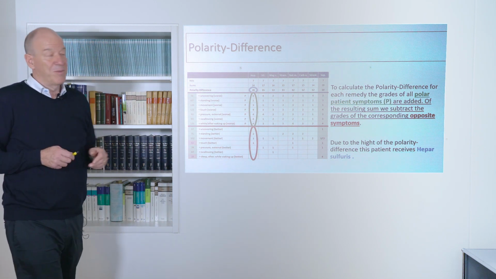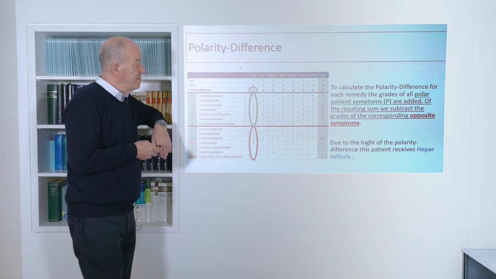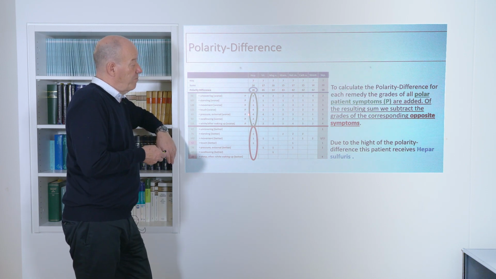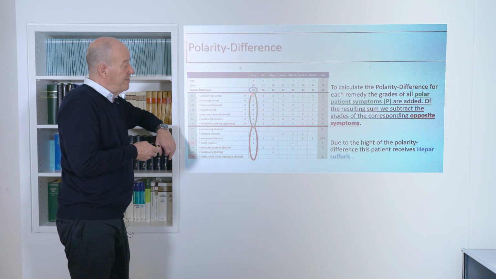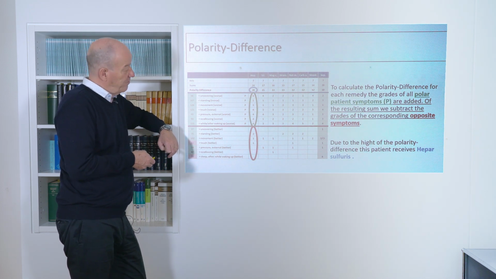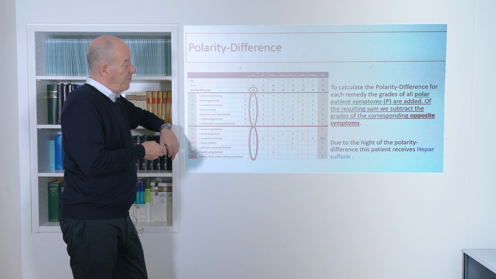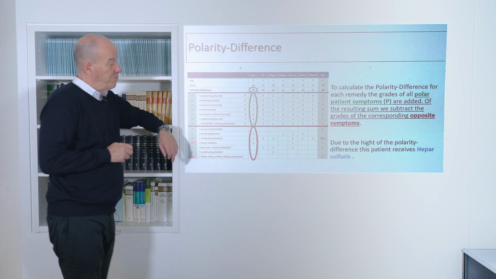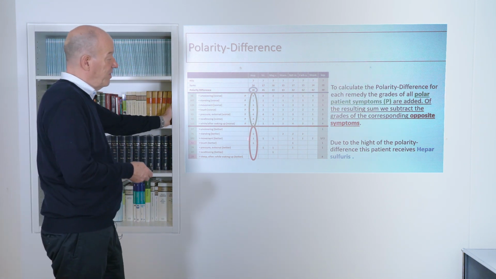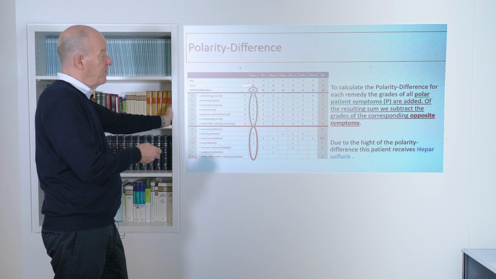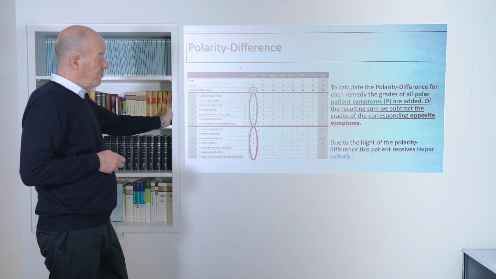Now, to calculate the polarity difference, we add all the grades of the polar patient symptoms. They are marked with a P. All the P's are polar symptoms. We add these grades and we subtract from the sum the grades of the opposite symptoms. So here we have 24 points for the polar patient symptoms and 4 points for opposite symptoms. That makes this polarity difference of 20.